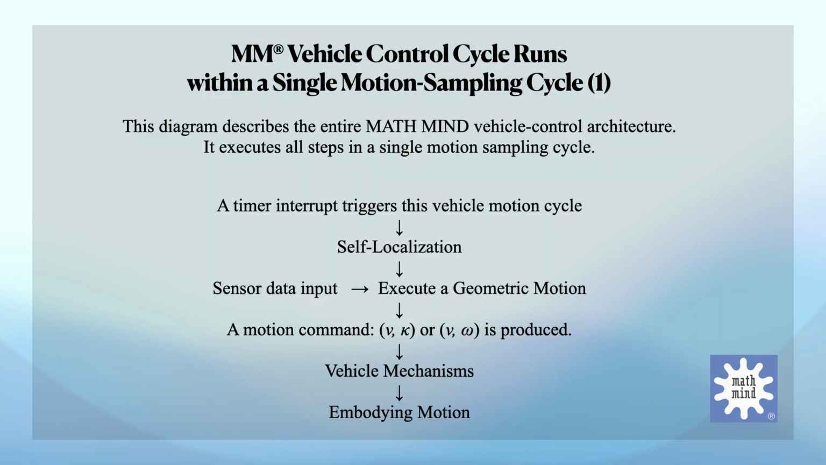Vehicle control cycle runs within a single motion sampling cycle, number 1. This diagram describes the entire MM vehicle control architecture. It executes all steps in a single motion sampling cycle. A timer interrupt triggers this vehicle motion cycle: self-localization, sensor data input, execute a geometric motion, a motion command, V, kappa, or V, omega, is produced, vehicle mechanisms, embodying motion.